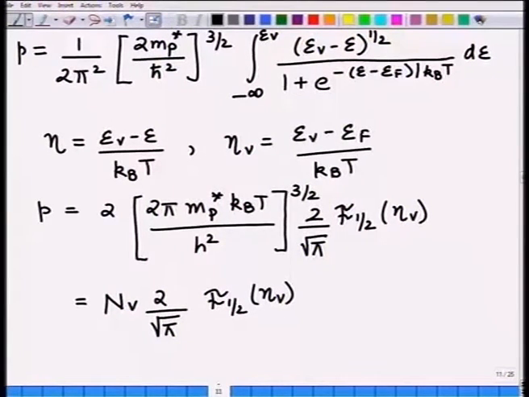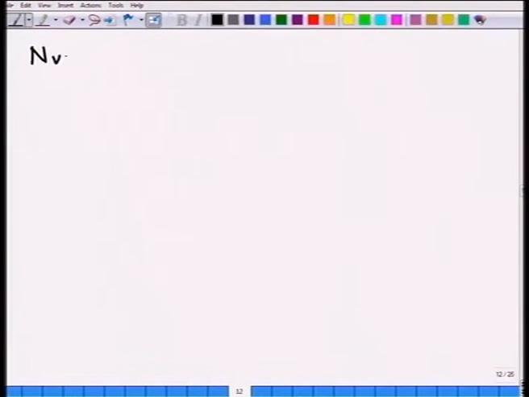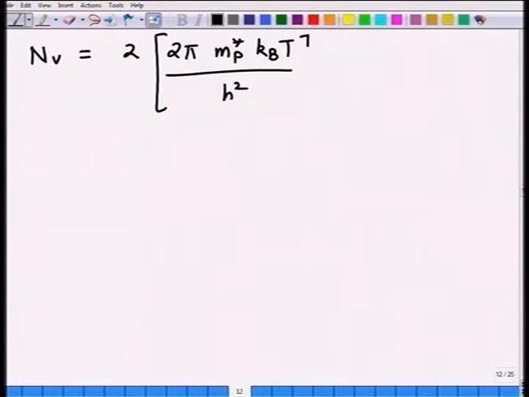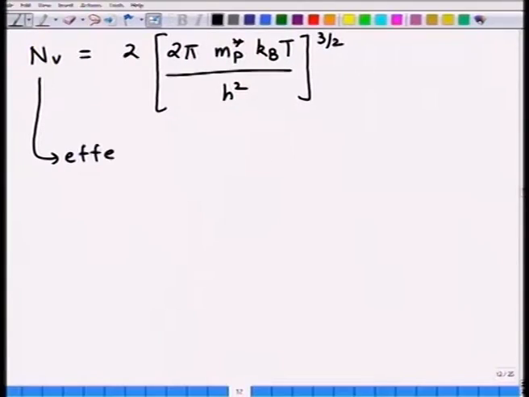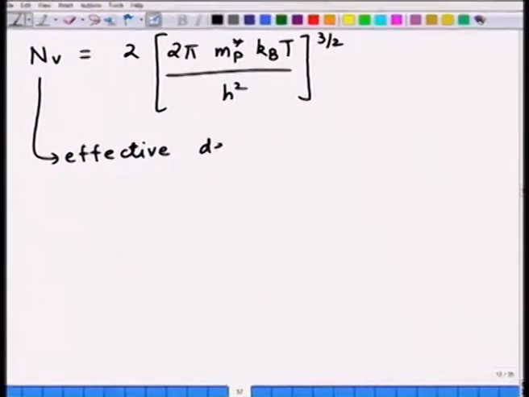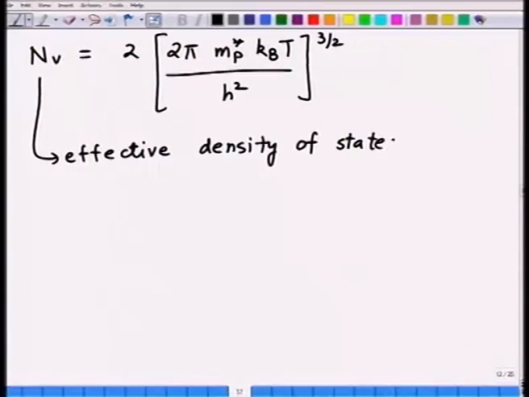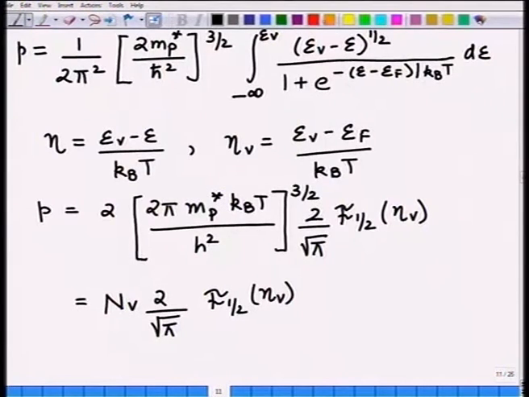So, same form of equation where N_V of course is equal to 2 pi m_p effective mass of holes k b T divided by h square power 3 by 2, which is the effective density of states in valence band, of states for holes, that is obviously in valence band.